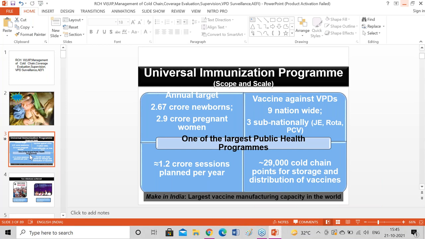So UIP has been one of the largest public health programs, and the annual target was to cover 2.67 crore newborns and 2.9 crore pregnant women, and to vaccinate children against vaccine preventable diseases. We are administering vaccines against 9 nationwide vaccine preventable diseases, and 3 subnationally. These are administered in specific districts: JE, Rota and PCV vaccine. PCV vaccine has been recently launched in Delhi, so you should know about this vaccine as well. Around 1.2 crore sessions are planned per year, and around 29,000 cold chain points for storage and distribution of vaccines are present.